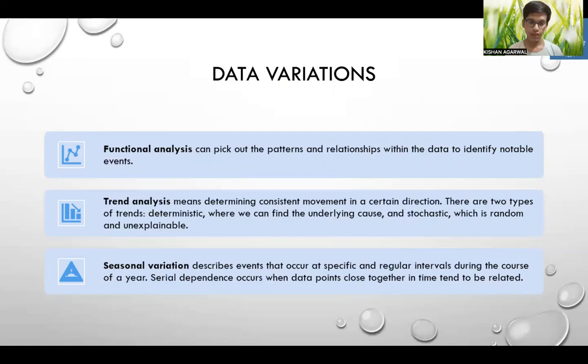There are two types of trends. It may be deterministic, where we can find the underlying cause, and it may be stochastic, which is random or unexplainable, which happens as a sudden change. Seasonal variation may be due to change in season, and describes events that occur over a specific period of time or at regular intervals of time during the course of a year. Serial dependencies occur when data points close together in time tend to be related. Seasonal variations we can see in temperature. Temperature is the best example for seasonal variations.